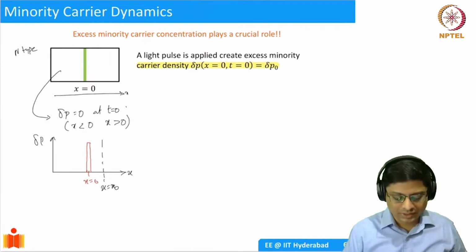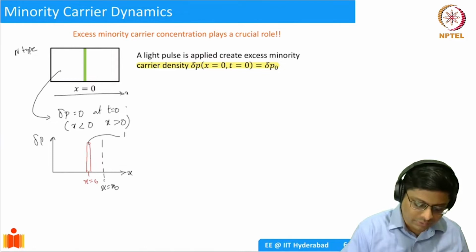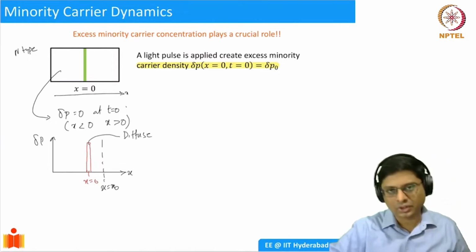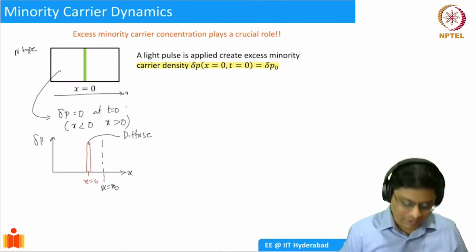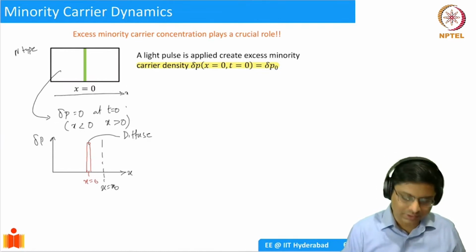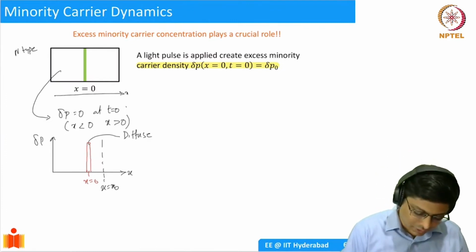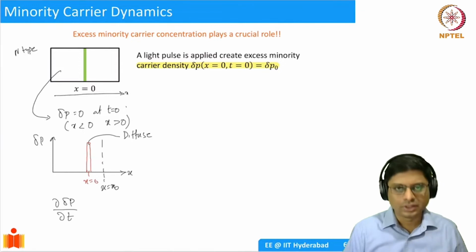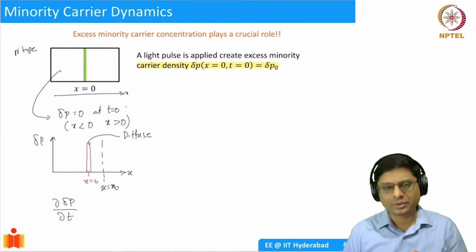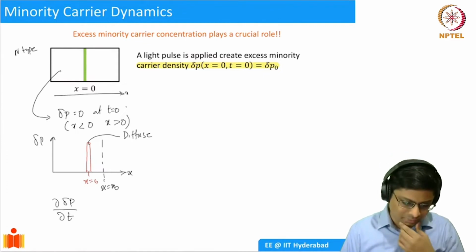Okay. So because there is a gradient, the holes are going to diffuse, right? This is going to diffuse, and it will cross the surface x equal to x naught, at that particular surface. So I'll try to monitor the rate at which the minority carriers are crossing that surface, and I'll denote it by the partial derivative of delta P with respect to time. Okay. So the excess minority carrier at x equal to x naught is going to be changing with respect to time, and I'll represent that by this.